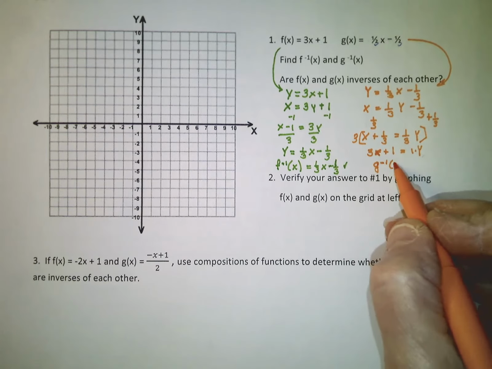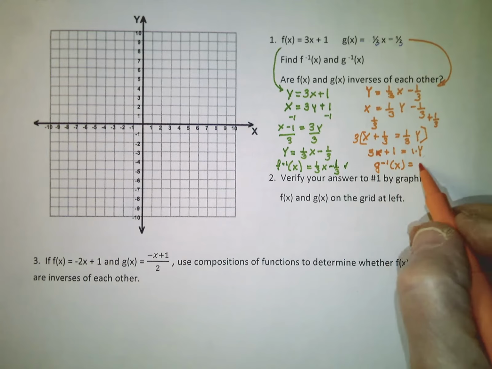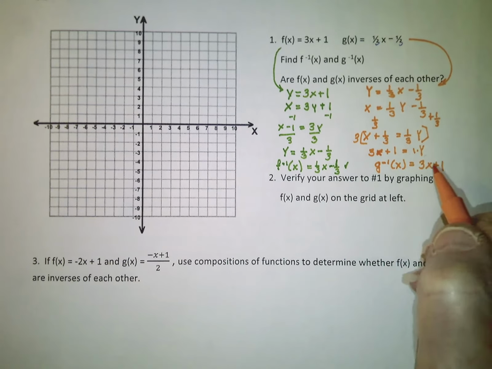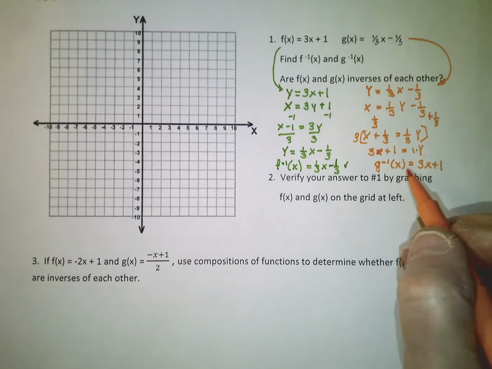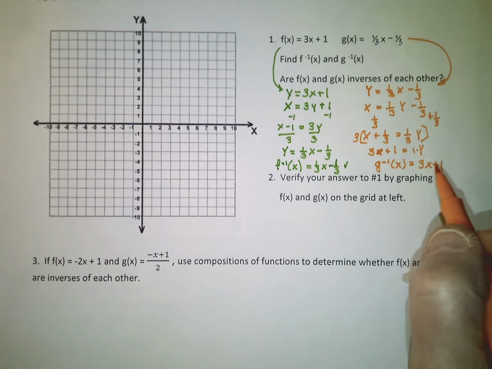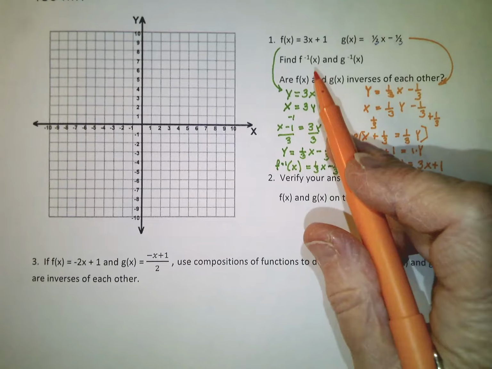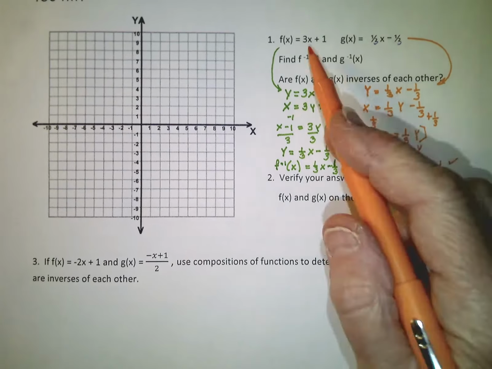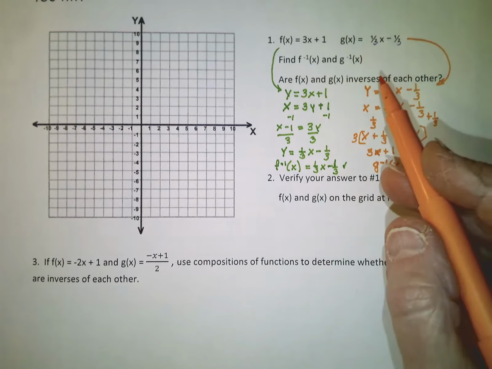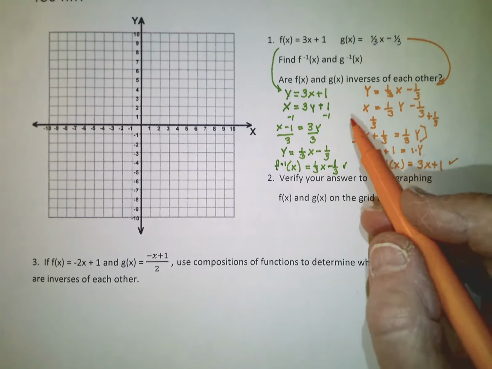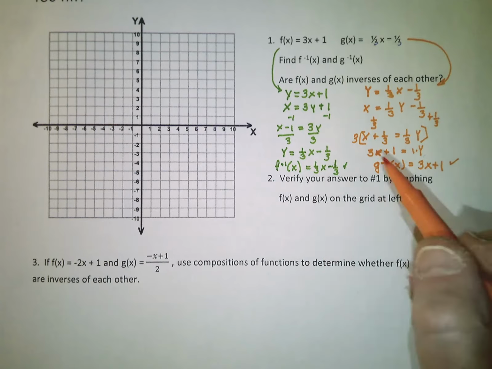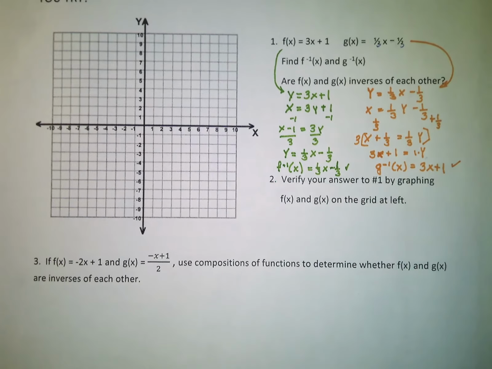And we rename this new y as the inverse function. So g inverse of x equals 3x plus 1. Is that inverse the same as the other function, the f of x function? And yes, it is. So f of x is the inverse on the g of x, and g of x, we found out, is the inverse on the f of x. They are inverses of each other, and that's what we were trying to find out.